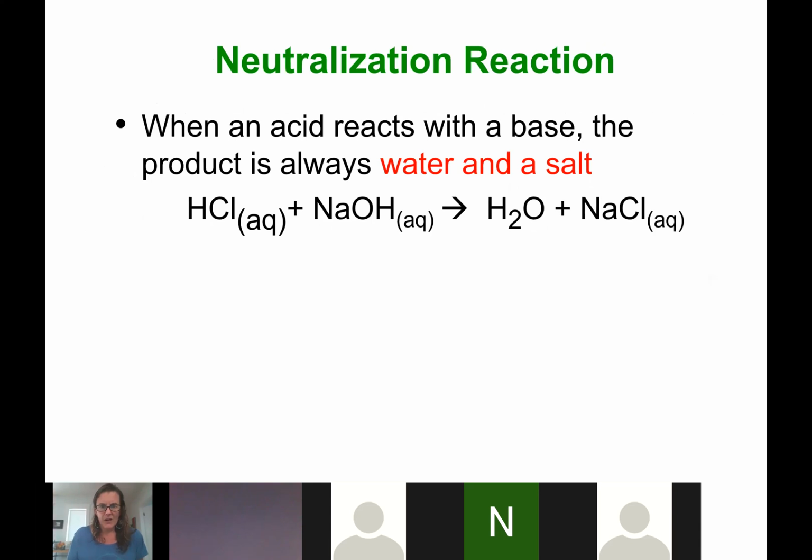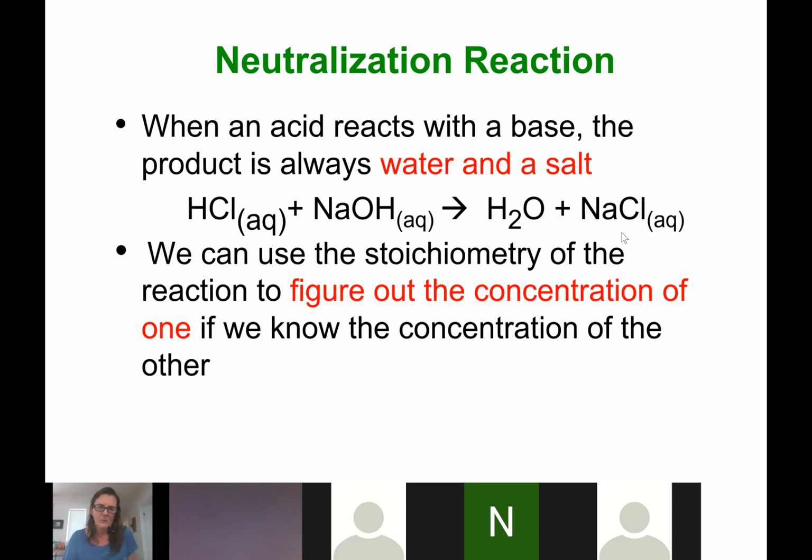And there are different kinds of reactions with acids and bases. A neutralization reaction is when you have an acid and a base, and it makes water and a salt. And the salt doesn't have to be sodium chloride, it's an ionic compound. And we use regular old stoichiometry to figure out concentrations of things.